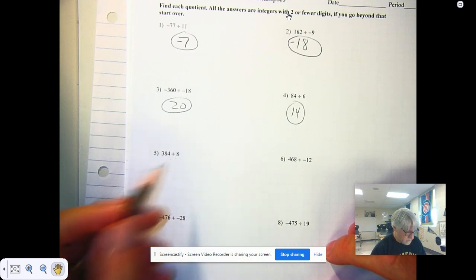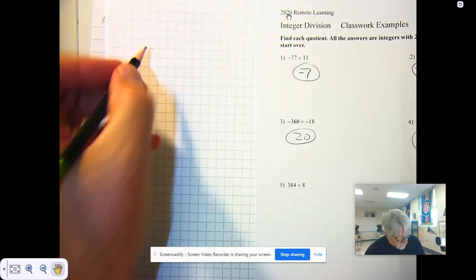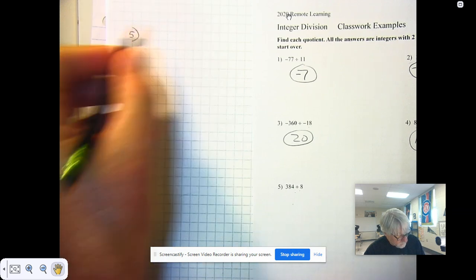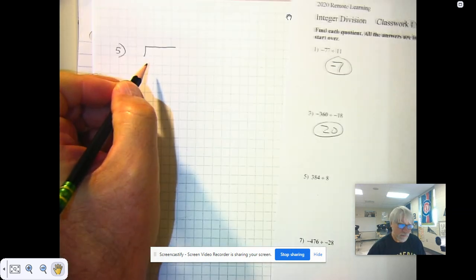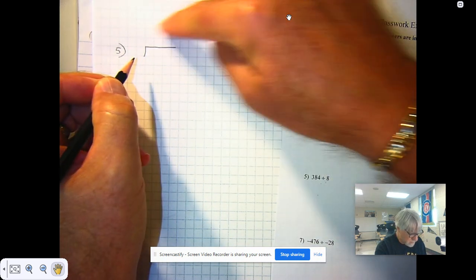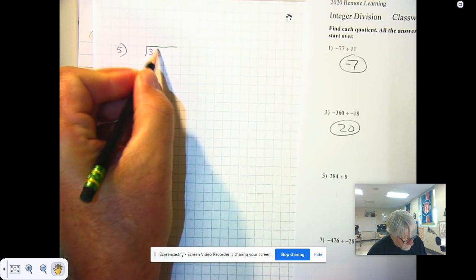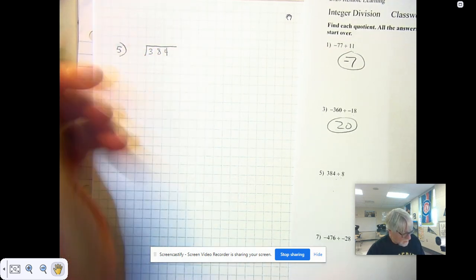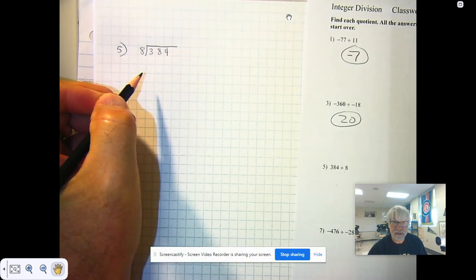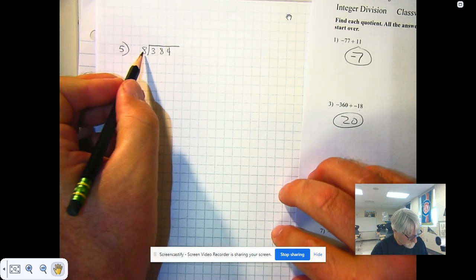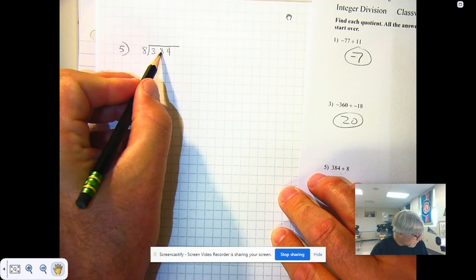Okay, so 384 divided by 8. This is where your graph paper is going to come in handy. Okay, so for number 5, remember when you put division problems in the brackets, don't put that bracket at the top of the page because we need to put our answers up top. So 384, that's the dividend. It goes on the inside. 8 is your divisor. It goes on the outside. So can you take 8 from 3? No, you cannot. How many 8s can you pull out of 38?